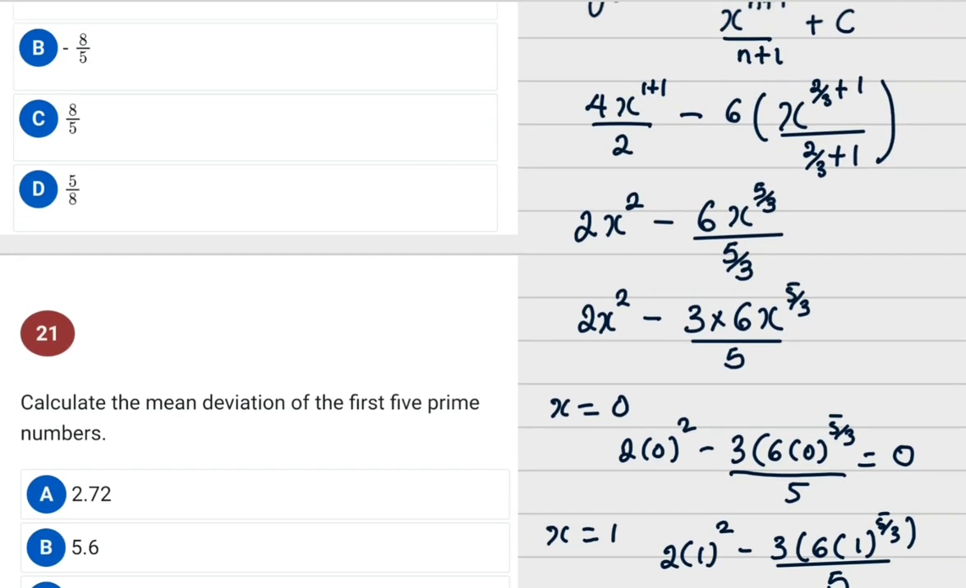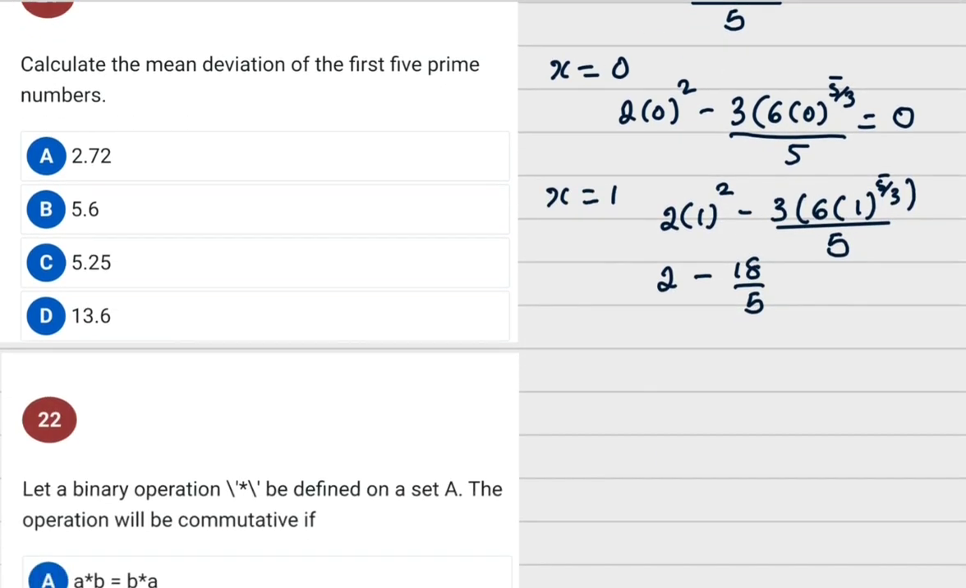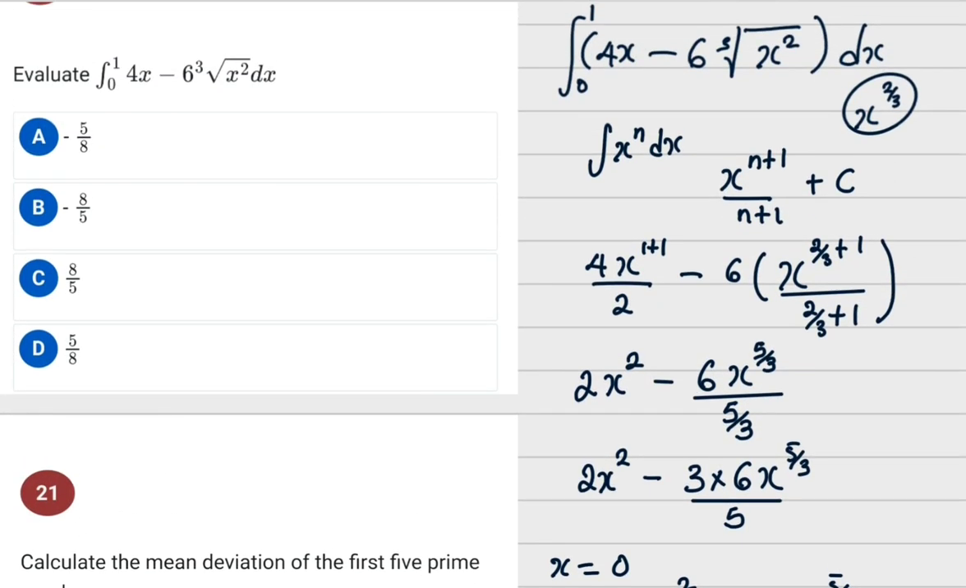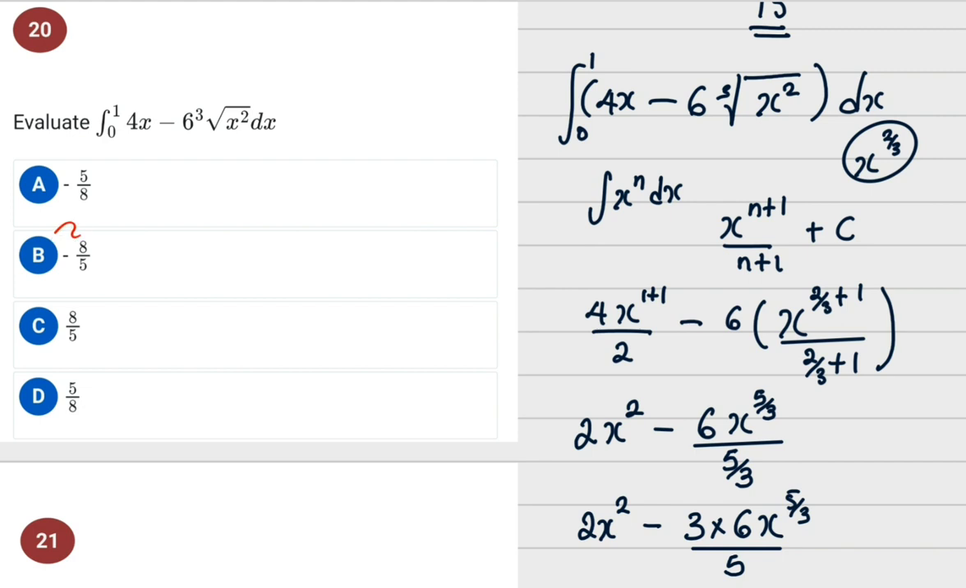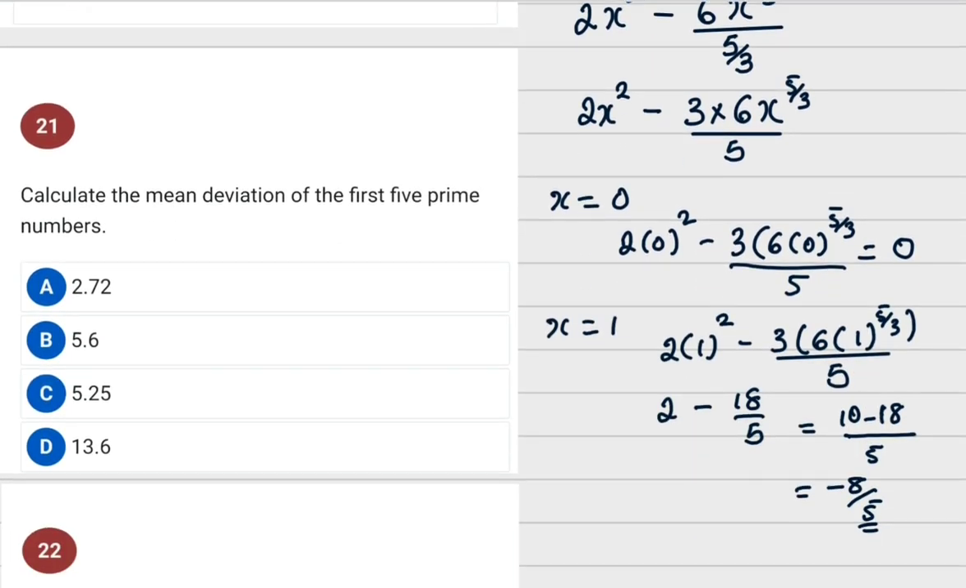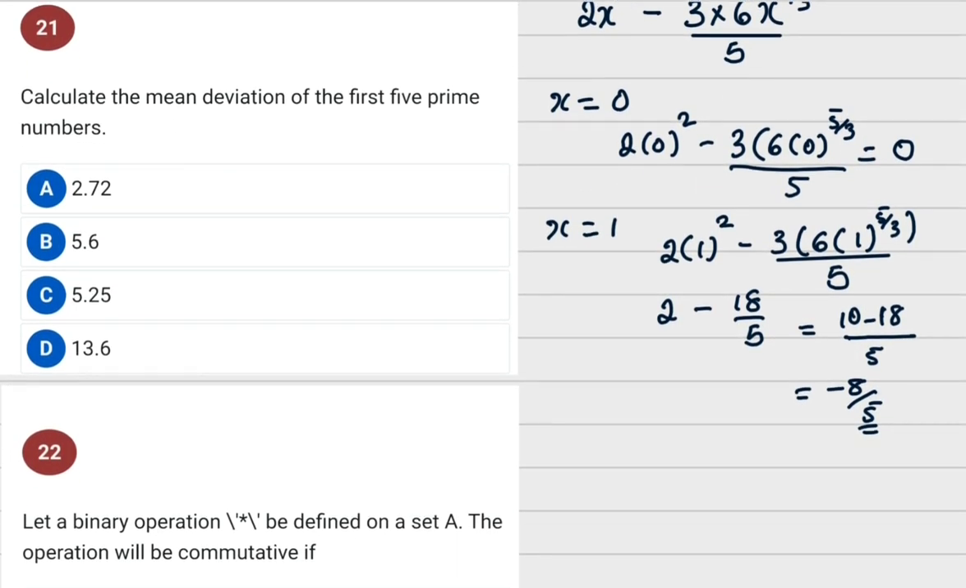Now, by the time you subtract 2 minus 18 over 5, the LCM is 5. So this is going to be 10 minus 18, which is going to be minus 8 over 5. Now, looking at the options, because I'm solving question 20, you find out that the answer is B, which is minus 8 over 5. So I've dealt with that. So let's go to number 21 now.